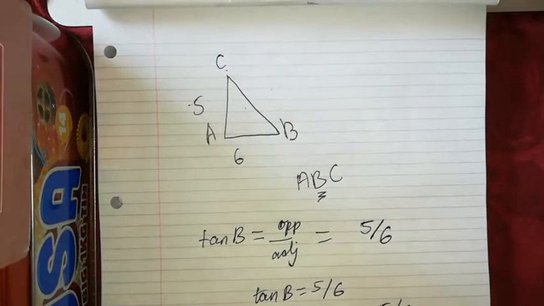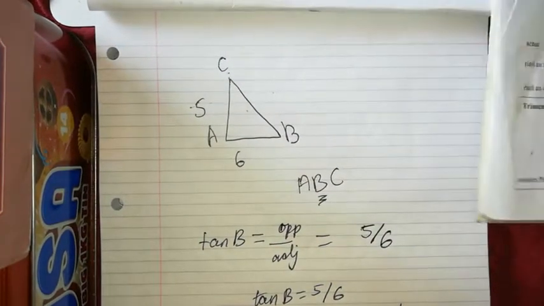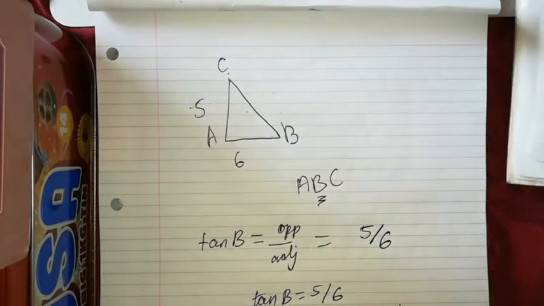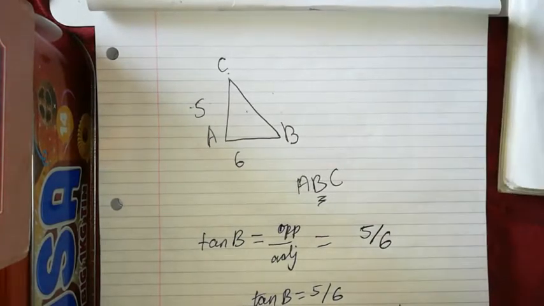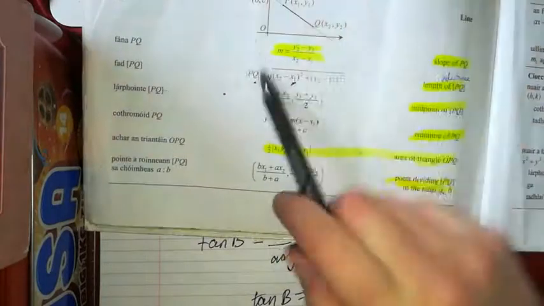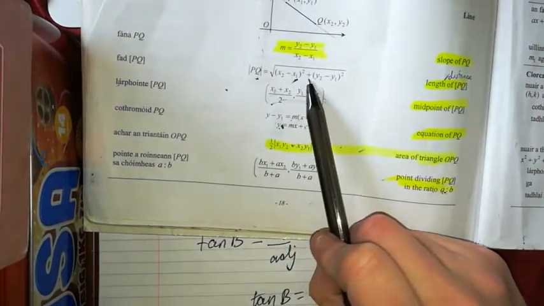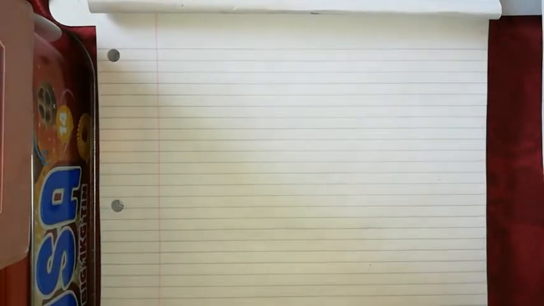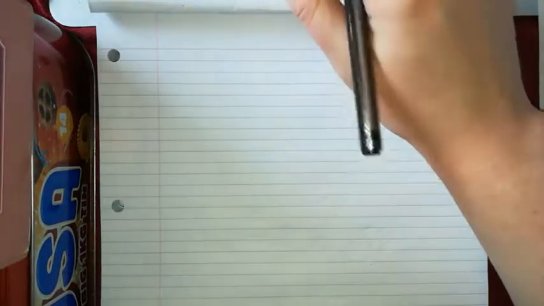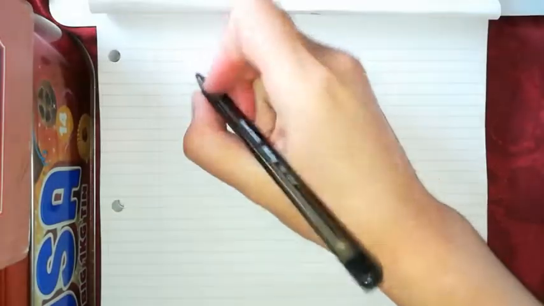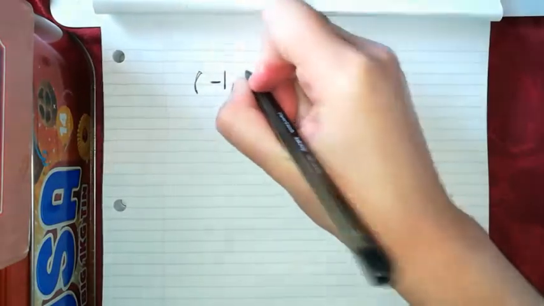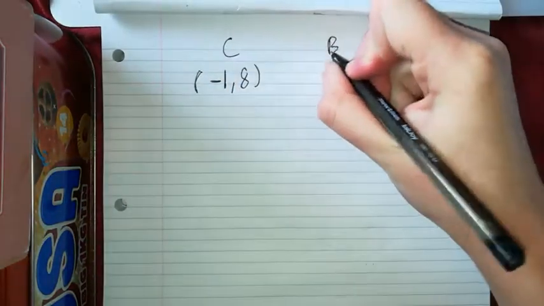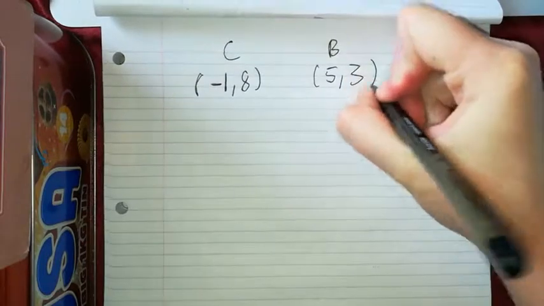And then it says find the length BC. If I want to get the length between B and C, I have to use a distance formula because it's not just a vertical line or a horizontal line. So my distance formula is the square root of x2 minus x1 squared plus y2 minus y1 squared. So I want to get B, C. C is -1, 8, and B is 5, 3.